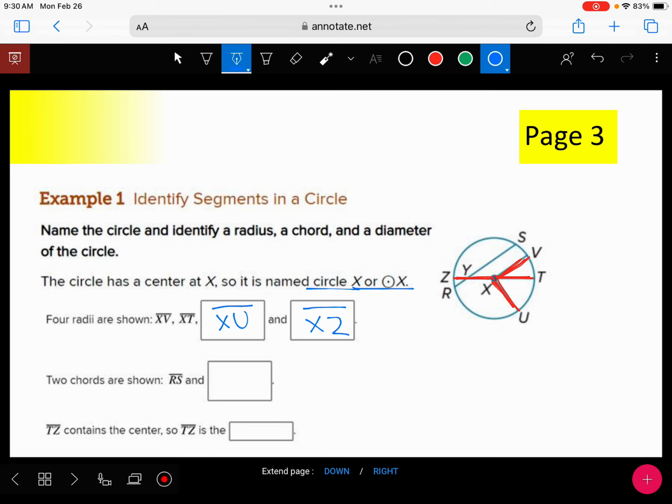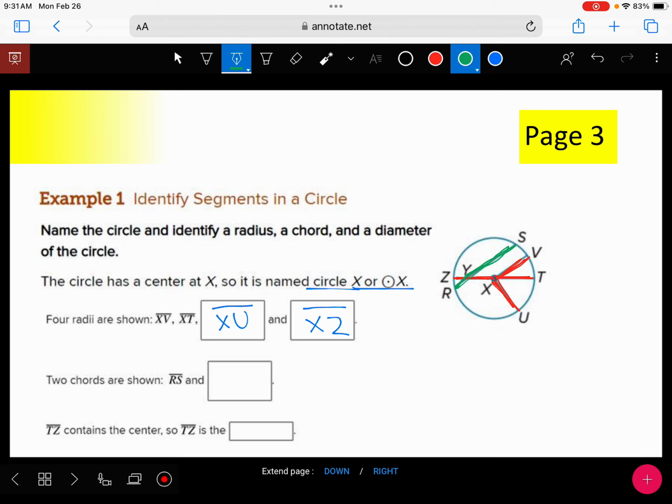The next thing we're asked to do is look at the chords. So while a radius is a line segment that connects the center of our circle to the edge, remember a chord is a line segment that connects 2 different points on the edge of our circle. So the first chord that we have is RS. And that's the line segment I'm highlighting in green. Just a line segment between point R and point S.